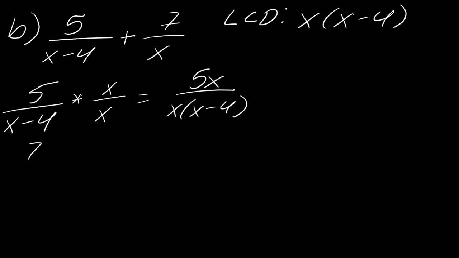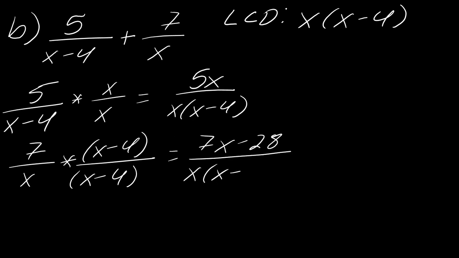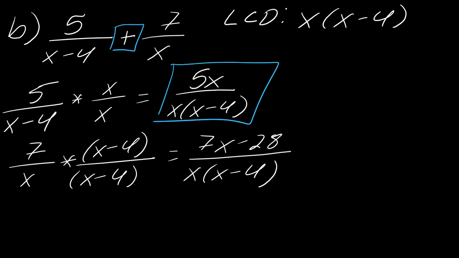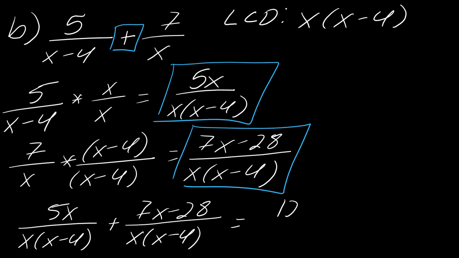And then we'll repeat it for 7 over x. So this one I need to multiply by x minus 4. So this becomes 7x minus 28 over x times x minus 4. So now I've broken this into smaller pieces, but I have to remember at the end of the day what I need to do is add them. So I need to add this and this. So now I'm going to take those pieces and put them together and just collect any like terms, so that this becomes 12x minus 28 over x times x minus 4.